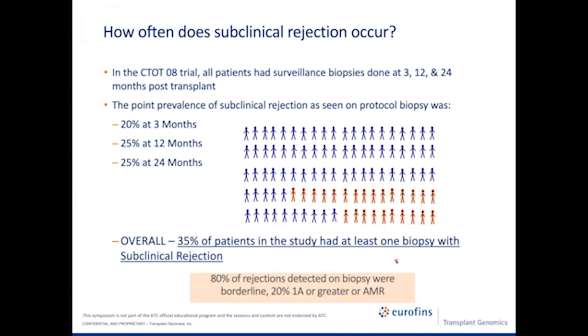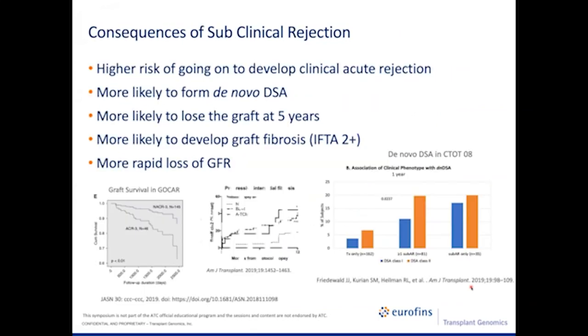And we also found that about 80% of the rejections detected on biopsy were read as borderline infiltrates, with 20% being 1A or greater or antibody-mediated rejection. And subclinical antibody-mediated rejection is defined the same way: stable renal function, normal renal function, but a biopsy showing rejection. So what are the consequences of subclinical rejection? This is the so what part.